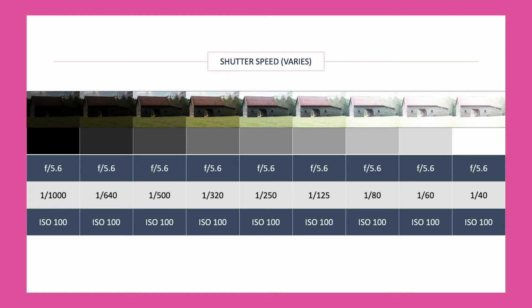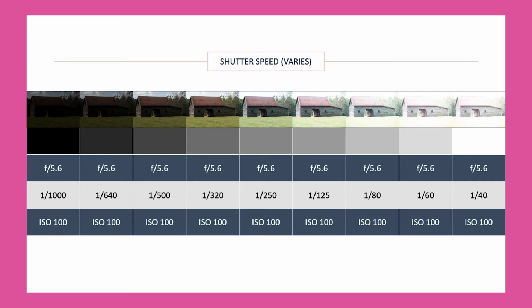This time, I've kept the aperture the same, so it's f/5.6. The hole is staying the same in every single picture. I'm only changing the shutter speed. And you can see in the first example on the left, it's too fast. It's not letting in enough light. So the barn is completely dark, okay?